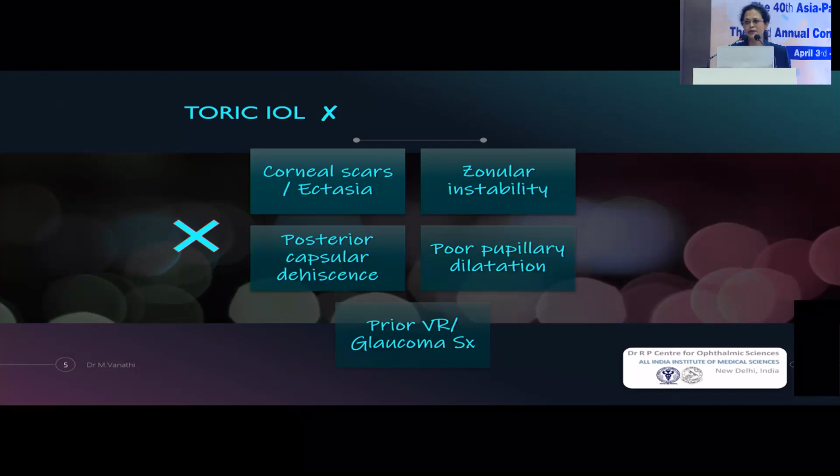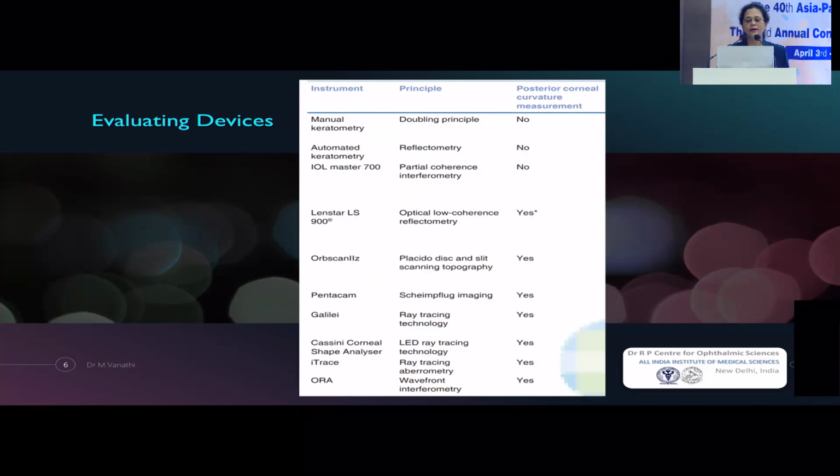So this is something you need to be considering, but by and large, with the way IOL implantation and IOL practice has changed, most of these indications have now moved on from being absolute contraindications to relative contraindications. So that's how the scenario of toric IOL implantation has changed with time. So what do you need to know next? You need to know the evaluating devices which will help you to estimate the amount of pre-existing corneal astigmatism.